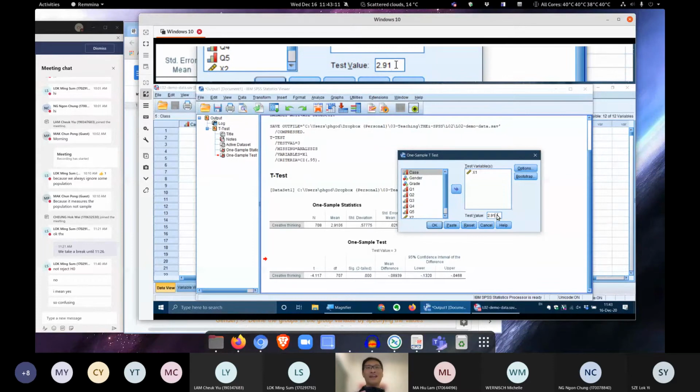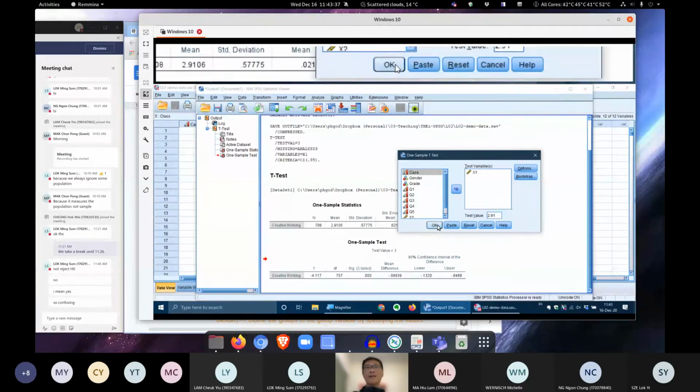We do not usually change it like this in our research because once you get the value to test, which is based on previous data or based on theory, you do not just change it to another number. But in this case, I want to show you what happens if the sample mean is closer to the test value. So let's see what we get here. 2.91 in the test value.